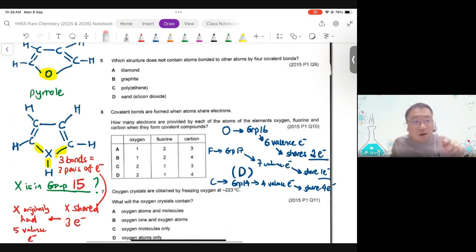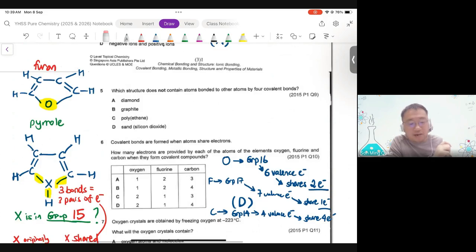Whereas pyrrole with nitrogen, N is from group 15, therefore it shares 3 electrons. Therefore, it forms 3 bonds. That's why there's a hydrogen attached to it. Okay? So that's furan and pyrrole.